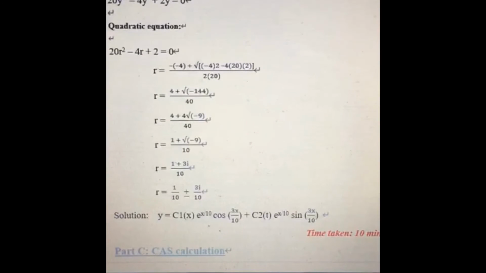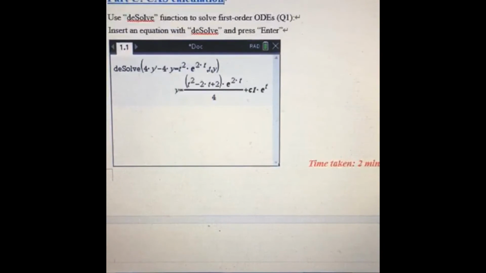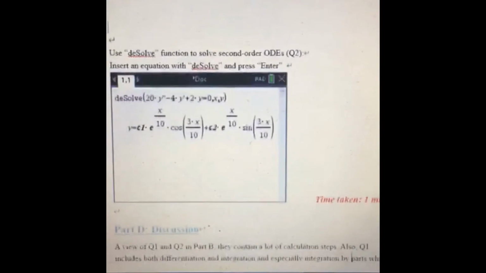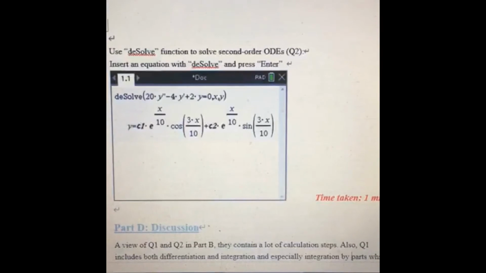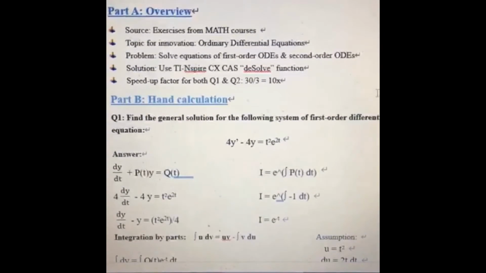How about we use the calculator instead? There is only one step. Type the equation on the calculator and press enter. It is done. This even takes 1 to 2 minutes for a single question. For both Q1 and Q2, it totally takes 3 minutes. However, hand calculation for both questions has taken 30 minutes. The speed-up factor of the calculator for Q1 and Q2 is 10. That means the calculator is 10 times faster than traditional calculation.